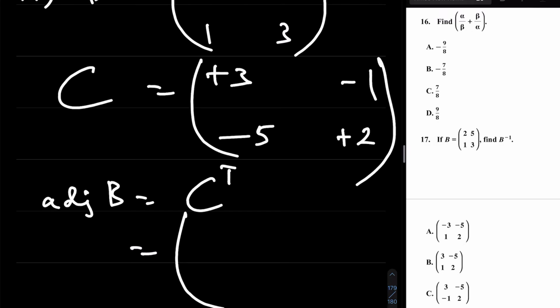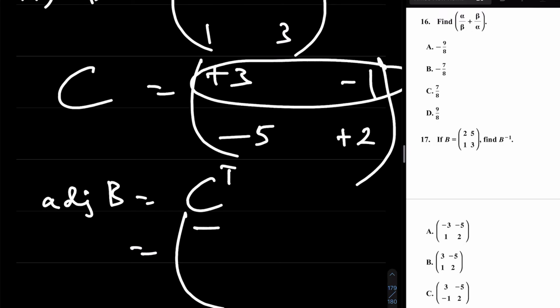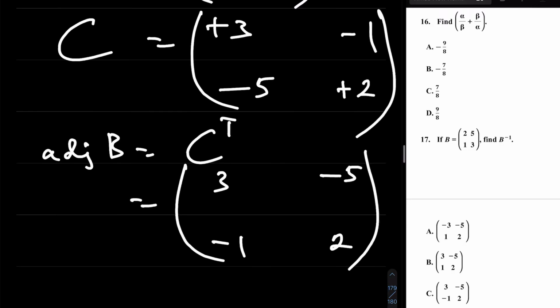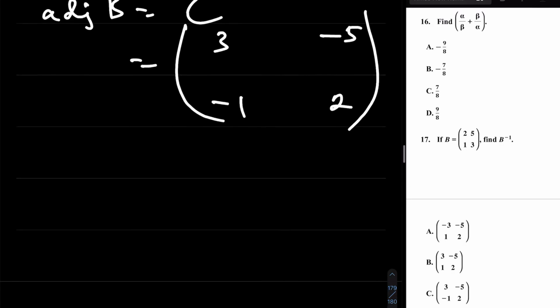interchanging rows and columns. The first row here will become the first column. That will be plus 3, minus 1. Plus 3 is the same as 3, so I can just write 3. And the second row will become the second column, which is minus 5 and plus 2. Plus 2 is the same as 2, so we can just write 2. That's the adjoint of B.